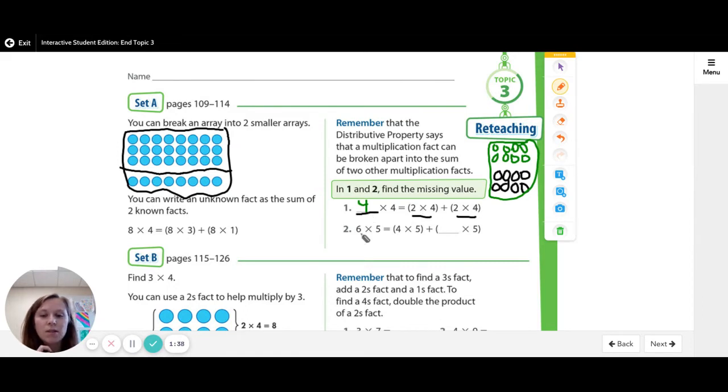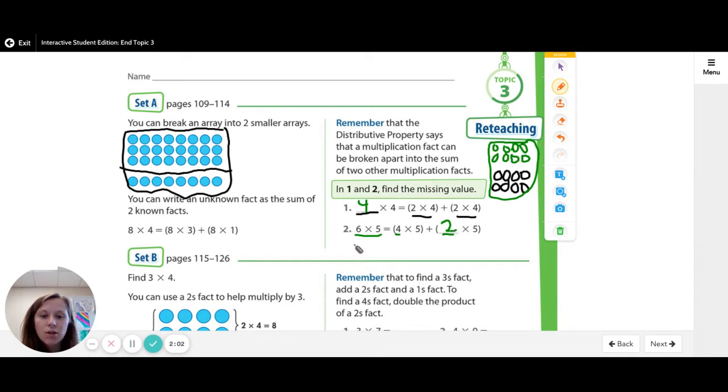Let's look at the bottom instead. They give us the large array, 6 rows with 5 in each row. They split it up into 4 rows of 5 and another number of rows of 5. So we know there's 5 in each row, but then we want to think about how many more rows do I need? If I already have 4 and I want to get to 6, pause the video and try, and then play again when you're ready to check your answer. So we would have 2 here.